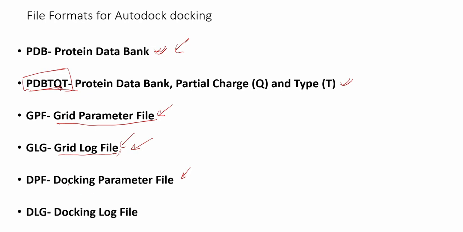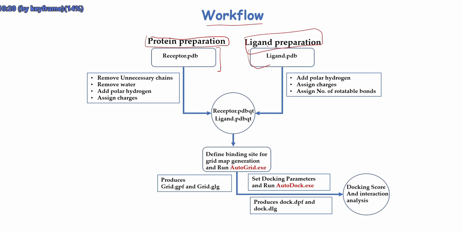So we have to prepare the again. So now you might want to ask, like, if we don't have the co-crystallized ligand, what are we going to do now? What then? Okay, so in the subsequent sessions we'll be taking an example where you don't have the co-crystallized ligand.